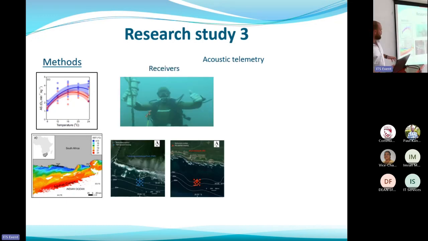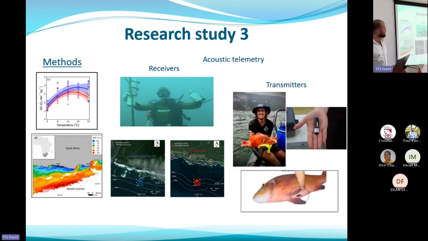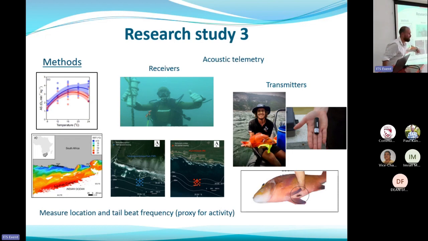How it works is we dropped a bunch of acoustic receivers in these two areas that we sampled with the two different aerobic scope curves. And then we caught these fish, surgically inserted acoustic transmitters, and released them back into the wild. These are special transmitters. Not only did they record the location of the fish when it's swimming within this particular array, but they also gave us data on the tail beat frequency, so that we could use it as a proxy for the activity level of the fish at the time.